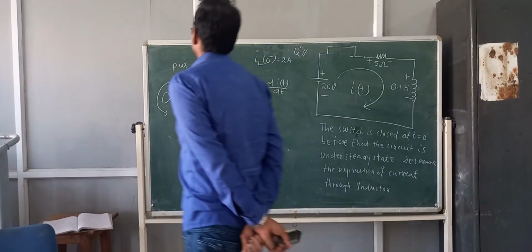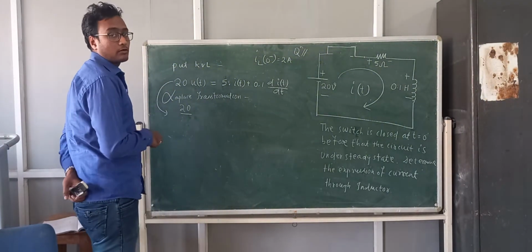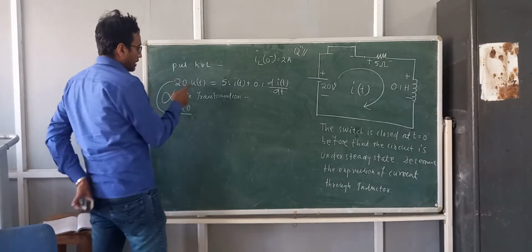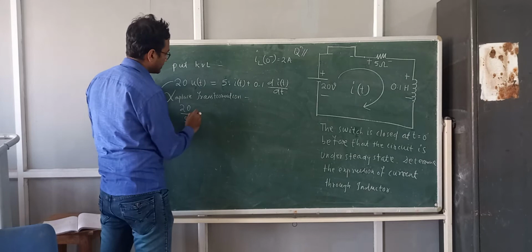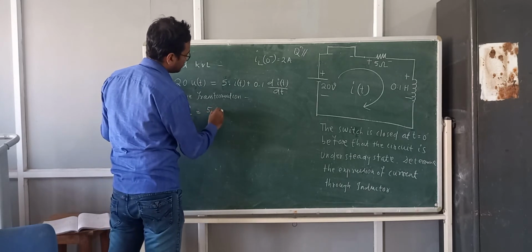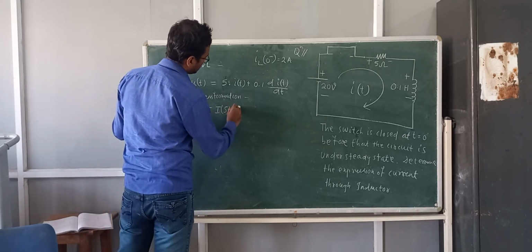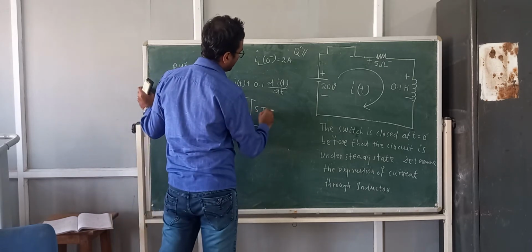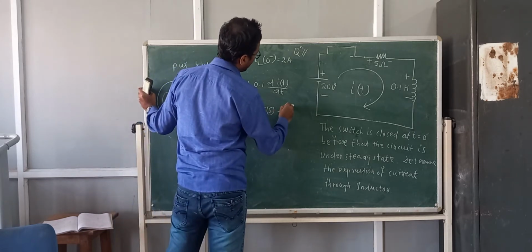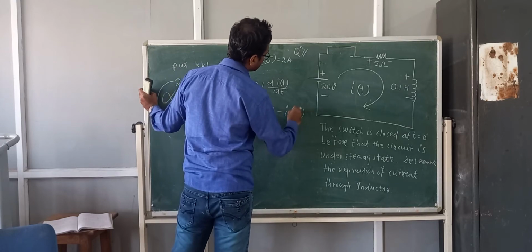Okay, so by putting the Laplace transformation, the Laplace transform of u(t) is equal to 1 by s. So 20 by s is equal to 5 into Is plus... What is the Laplace transformation of the derivative? s into Is minus iL(0 minus).